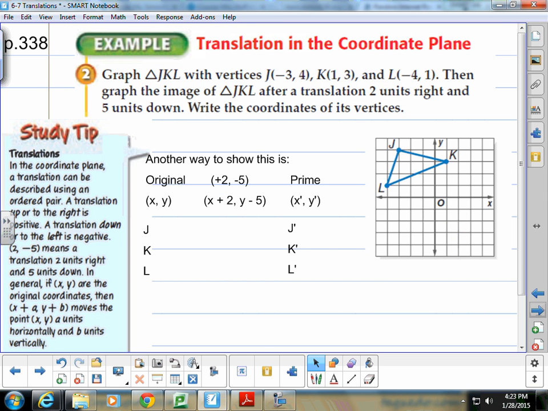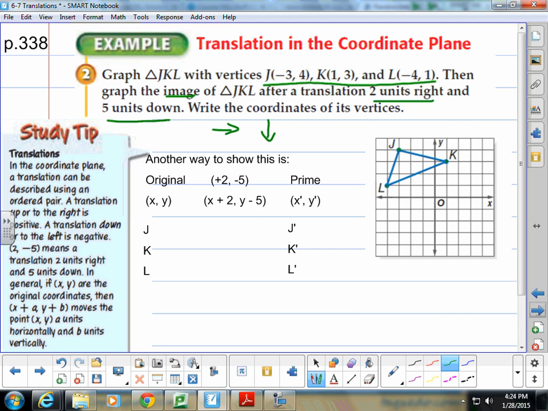Okay, so translations on a coordinate plane. So we have graphed, and you may need to get this on your sheet, because it's not on there yet, for example 2. So you need to graph J at -3, 4, K at 1, 3, and L at -4, 1. So you're going to plot those points. And then you're going to graph the image, remember the prime after the transformation, after you translate 2 units right and 5 units down. So that's 2 to the right, 5 down.